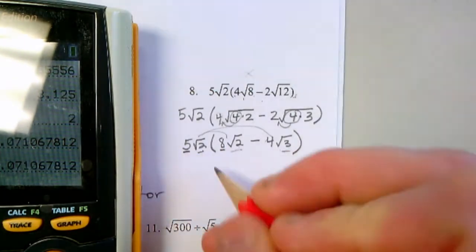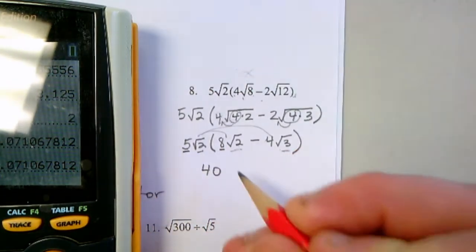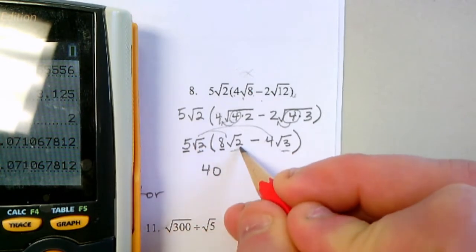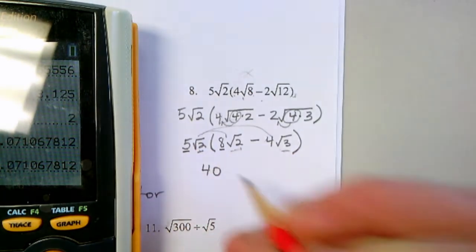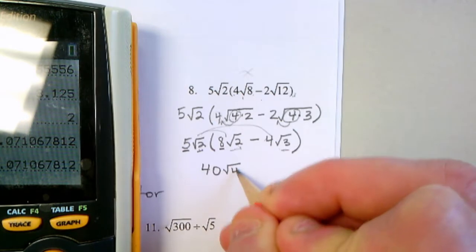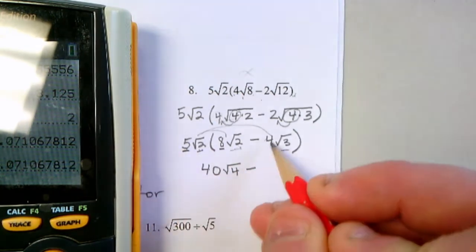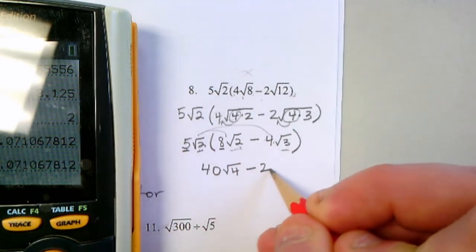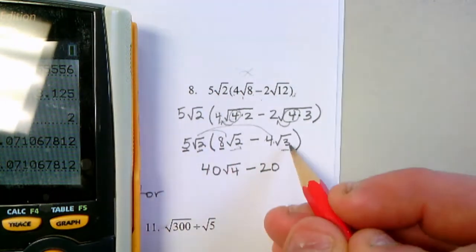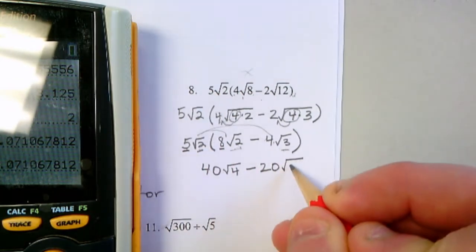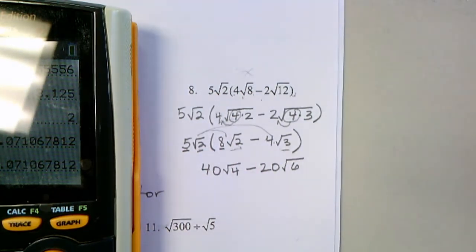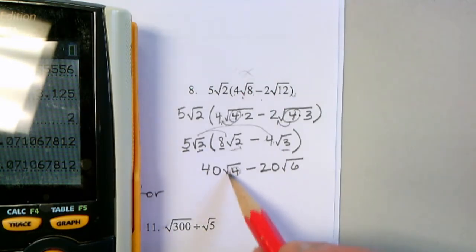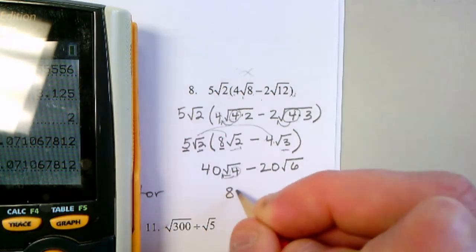So 5 times 8 is 40. Radical 2 times radical 2 is radical 4. 5 times 4 is 20. Radical 2 times radical 3 is radical 6. Okay? Now, looking back here, what's the square root of 4? It's 2. When it comes out, 40 times 2 is 80.